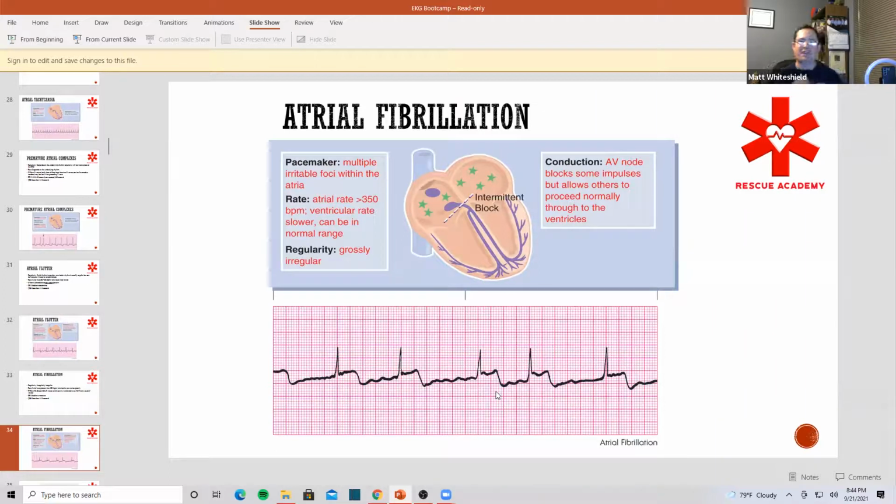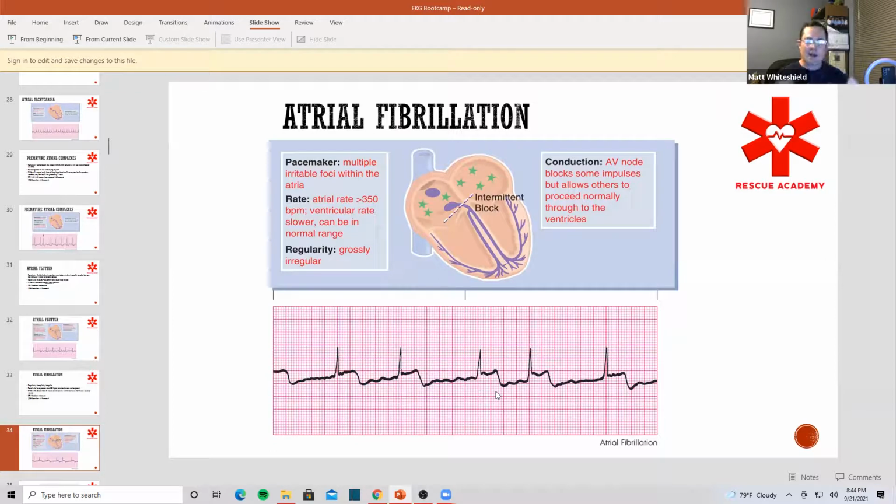Now, the one thing that's really going to give it away when you have somebody in AFib on your monitor is that you're going to see the heart rate fluctuating, right? First, we're going to see the heart rate maybe at 80, then 110, then down to 50, then 70, then 110. It's all over the place. And you're like, what is going on with my monitor?